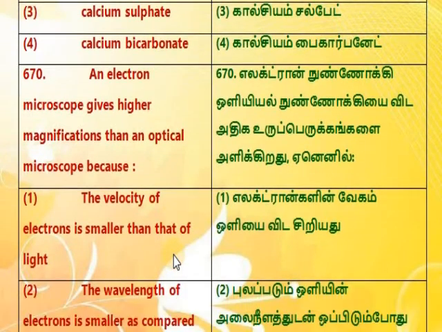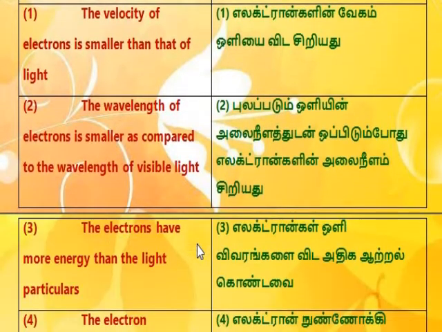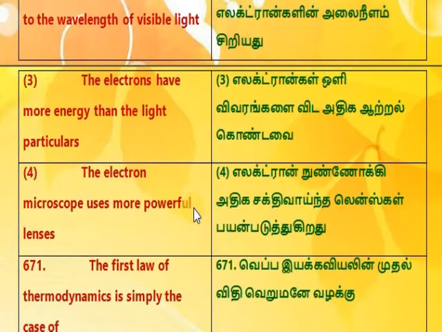670. An electron microscope gives higher magnifications than an optical microscope because: 1. The velocity of electrons is smaller than that of light, 2. The wavelength of electrons is smaller as compared to the wavelength of visible light, 3. The electrons have more energy than the light particles, 4. The electron microscope uses more powerful lenses.